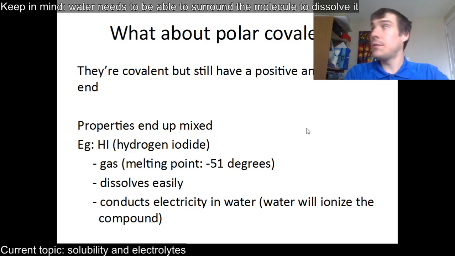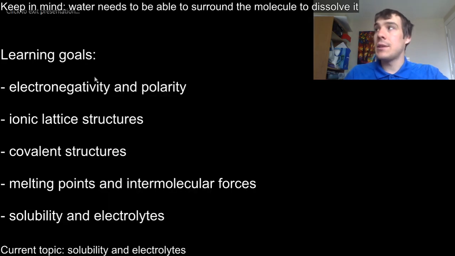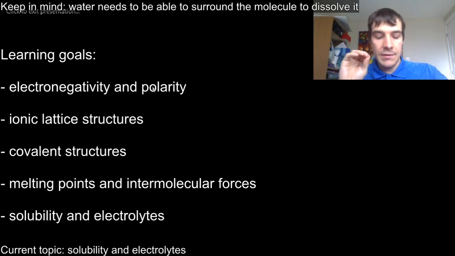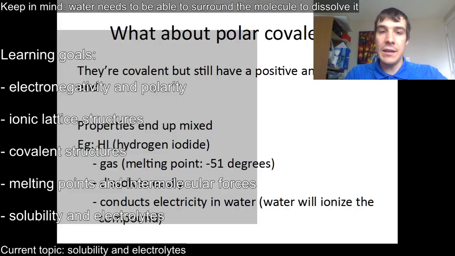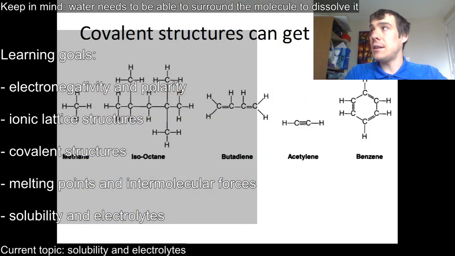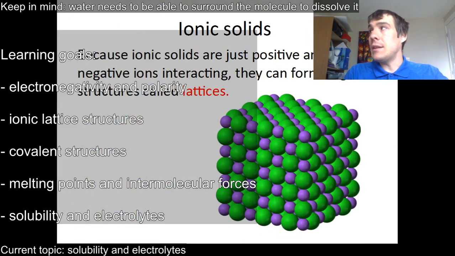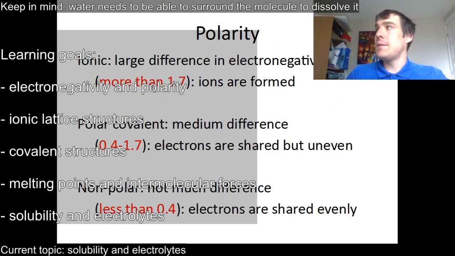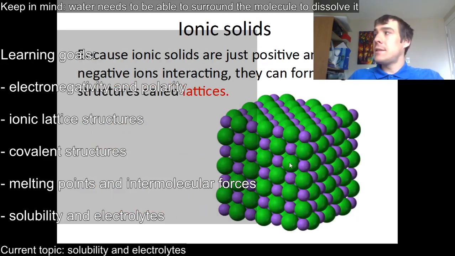So just to review what we did, we talked about electronegativity and polarity, and the fact that you can decide what kind of bond is going to be made by the differences in electronegativity. You know what, we'll actually go back to that. Here we go. The differences are, if there's more than 1.7, you get ions. If it's 0.4 to 1.7, you get polar covalent, and less than 0.4, it's an even sharing, a non-polar bond. We talked about ionic lattices and why they make these structures and why these structures are so strong.